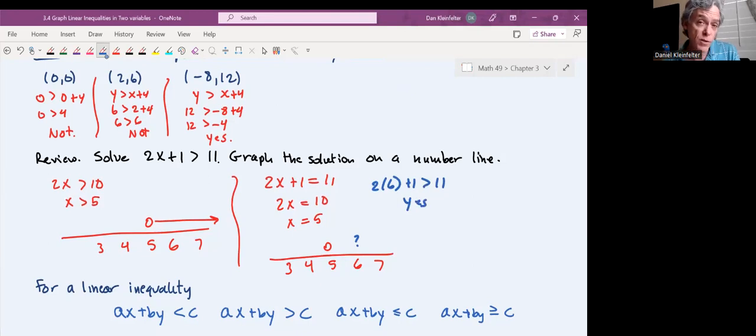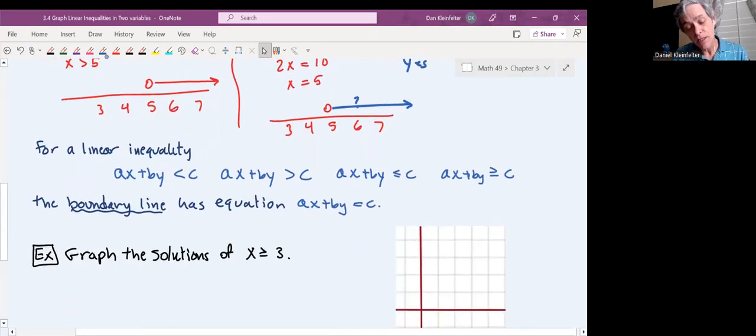Since that test point is a solution to the inequality and is on the right side, all the solutions are on the right side. That method of finding the solutions to this linear inequality, by solving the equation and then testing a point on one side or the other, is basically how we're going to do this for the two variable case. So, definition: for one of these linear inequalities, we have a boundary line. That's going to be the graph of the corresponding linear equation. So ax plus by equals c is going to be the boundary line for all four of these different inequalities.